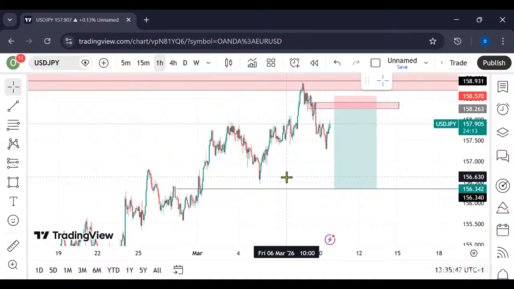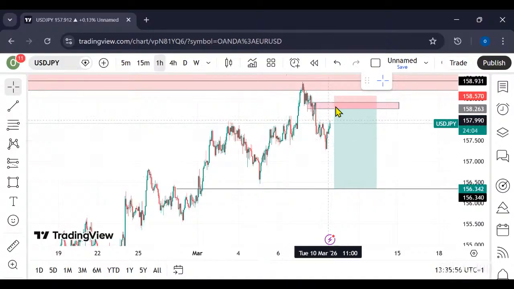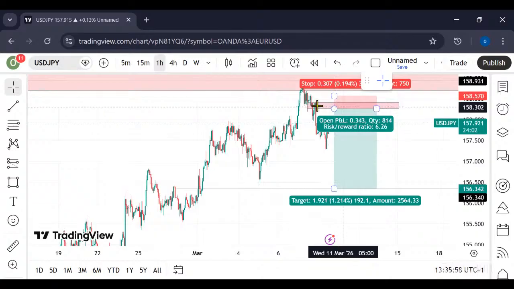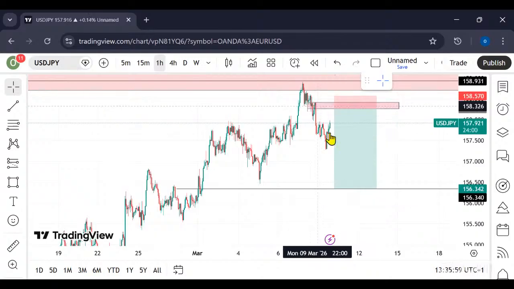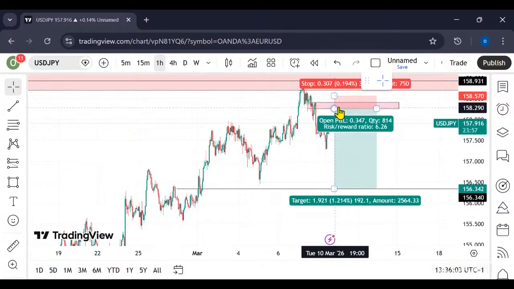And the trade that I'm looking out for is USD JPY. I'm looking to sell USD JPY from this supply zone. So I'm waiting for the market to come and hit this my supply zone. Then I'll place my sell.